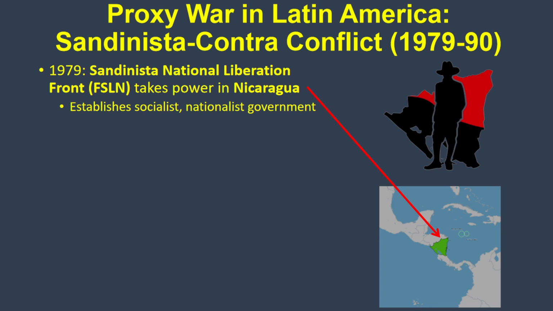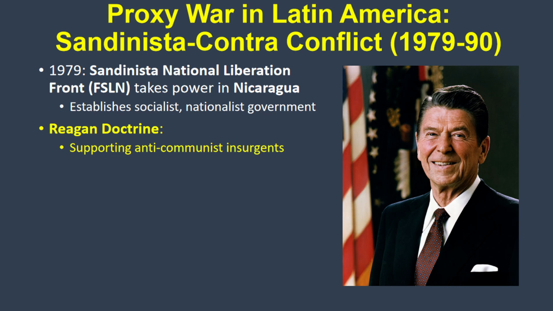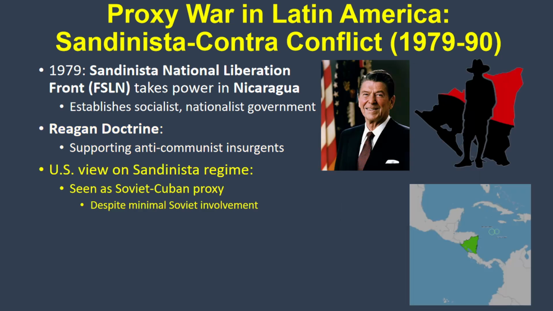The Sandinista National Liberation Front overthrew the dictatorial Somoza regime in 1979 and established a revolutionary government with socialist and nationalist principles. The Reagan Doctrine, which was an aggressive strategy of supporting anti-communist insurgents, came into play. The US government viewed the Sandinista regime as a Soviet-Cuban proxy in Central America, although there was little Soviet involvement.